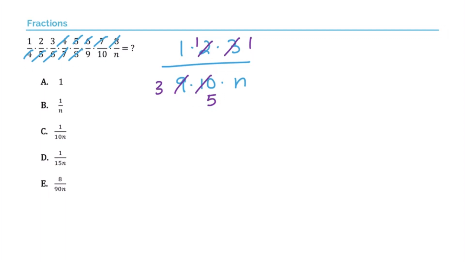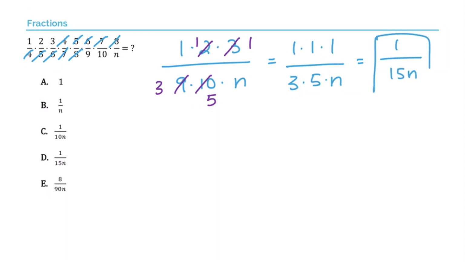So now, how do we simplify? Well, remember, we just multiply across, so on the top, we basically end up with 1 times 1 times 1. On the bottom, we end up with 3 times 5 times n. So we end up with 1 on top. 3 times 5 is 15. So 1 over 15n is our final answer, which is option D.